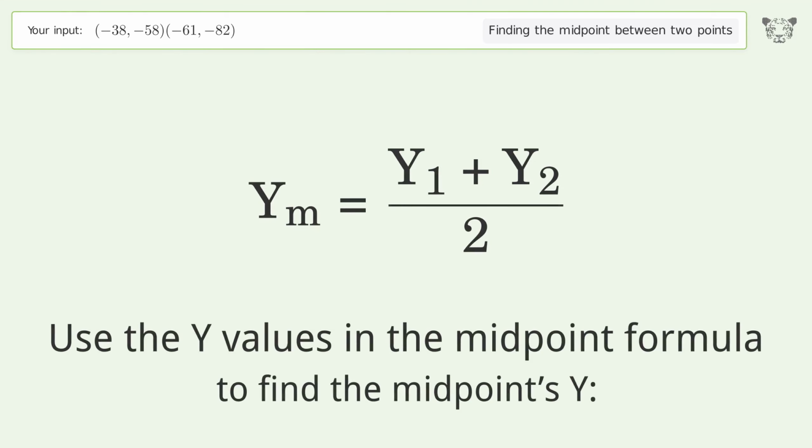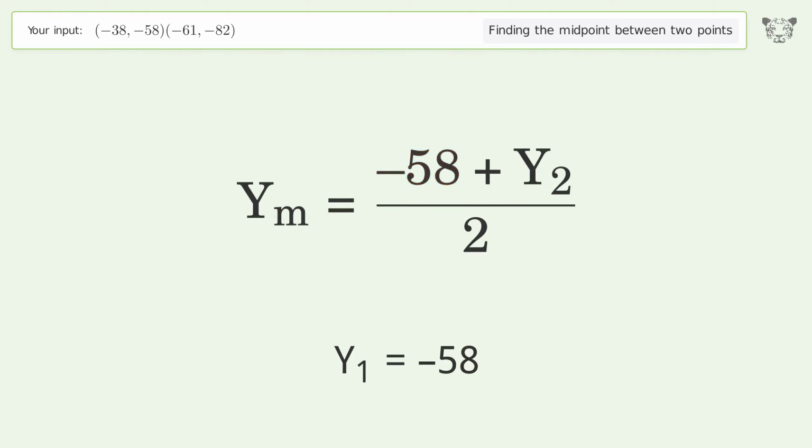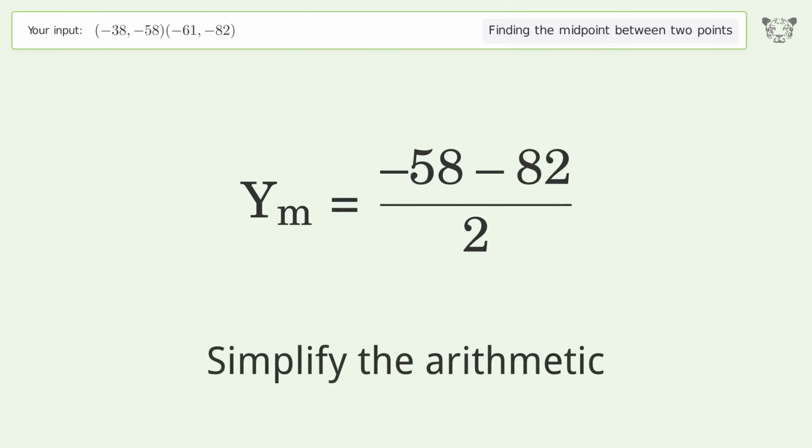Use the y values in the midpoint formula to find the midpoint's y. y1 equals -58. y2 equals -82. Simplify the arithmetic.